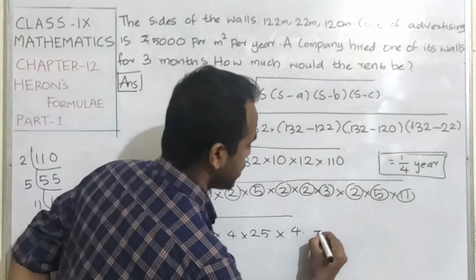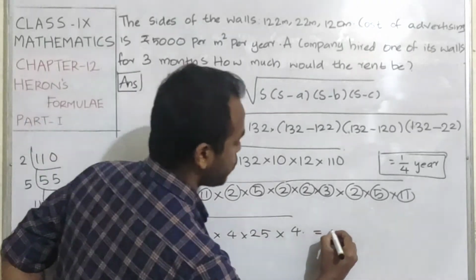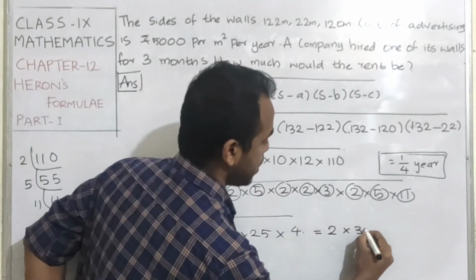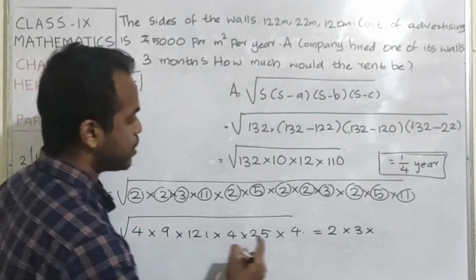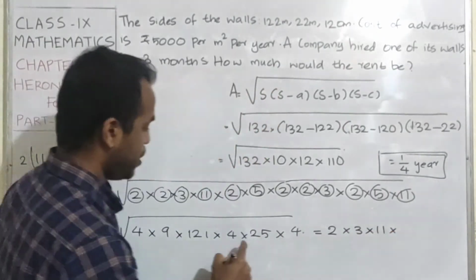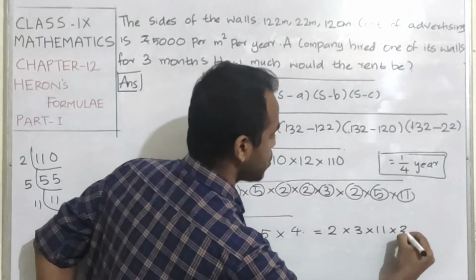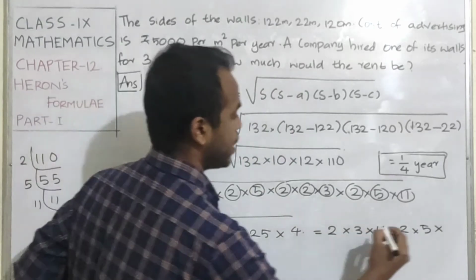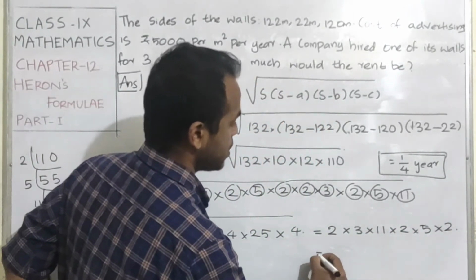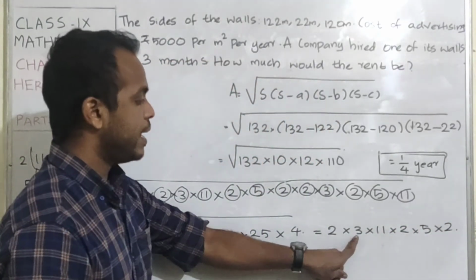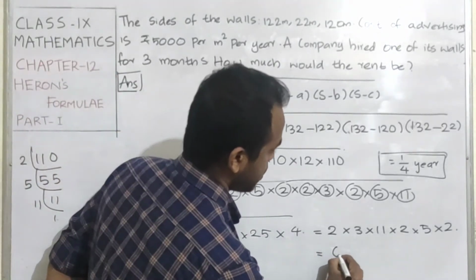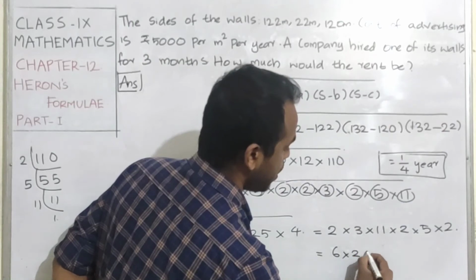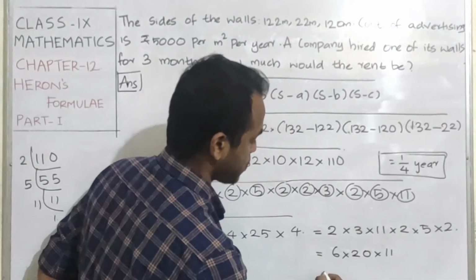So I can write root of 4. What is root of 4? It is 2, into root of 9 is 3, into root of 121 is 11, into root of 4 is again 2, root of 25 is 5, into root of 4 is 2. Now let's simplify. 2 into 3 is 6. 6 into 2 into 5 is 10. 10 into 2 is 20, into 11.